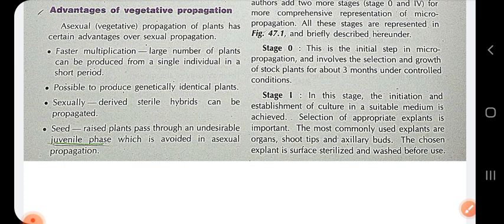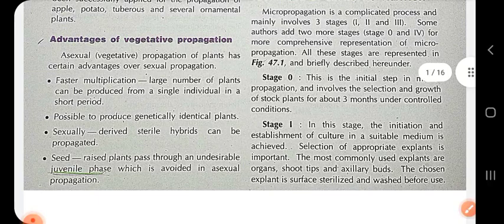Seed raised plants pass through an undesirable juvenile phase which is avoided in vegetative propagation. Now this you can say as off season plants. It is referred to as the juvenile phase. Juvenile phase is a period of time when plants are not capable of flowering, and all organisms have to attain certain stage of growth and maturity before they can reproduce. So immediately the plant is not able to reproduce.